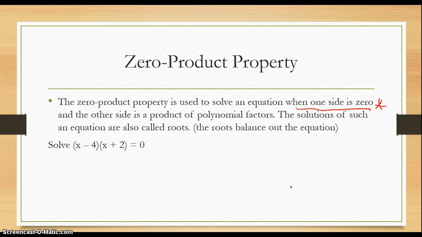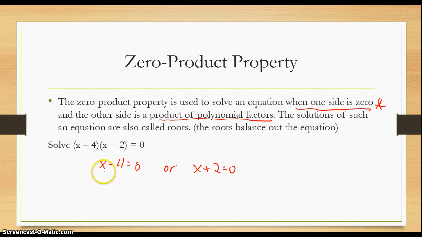So let's take a look at this. If I say solve (x minus 4)(x plus 2) equals 0, this is in the product of polynomial factors form, and you'll see one that's not in that form yet. So this one's already simplified. What that means is I'm going to take each one inside of the parentheses and set it equal to 0.